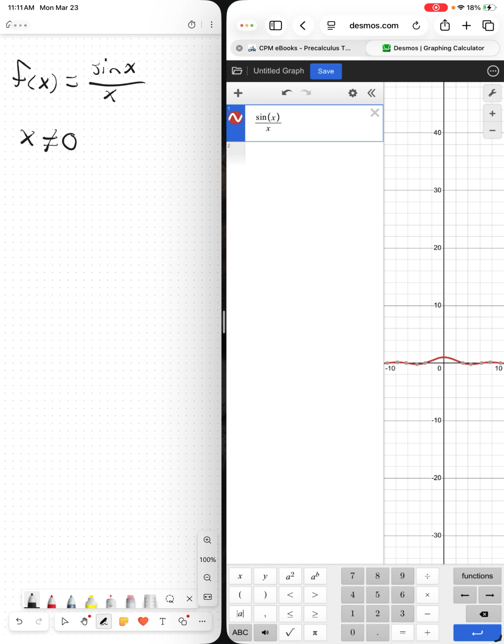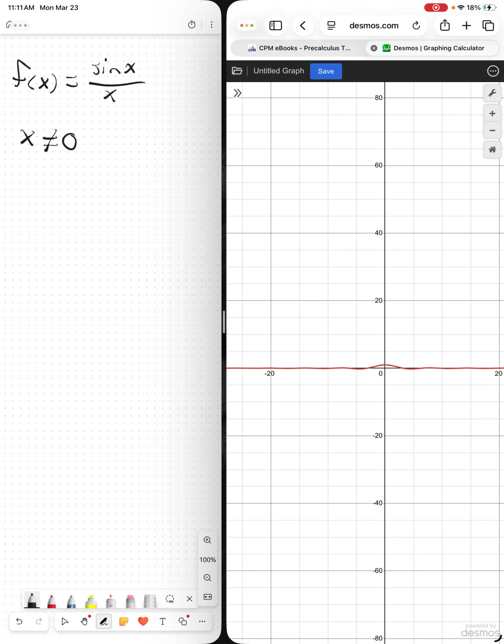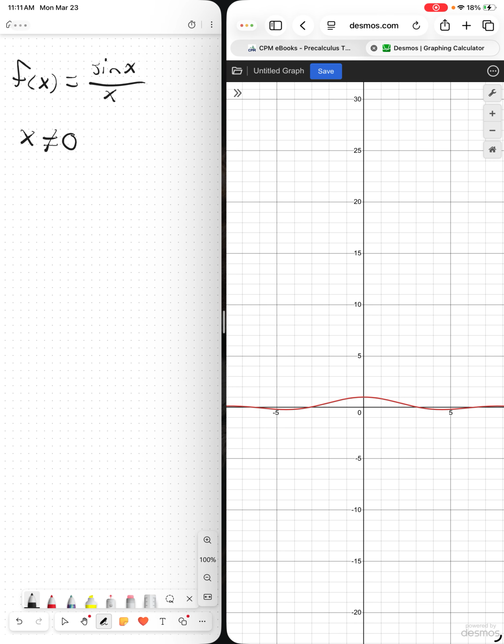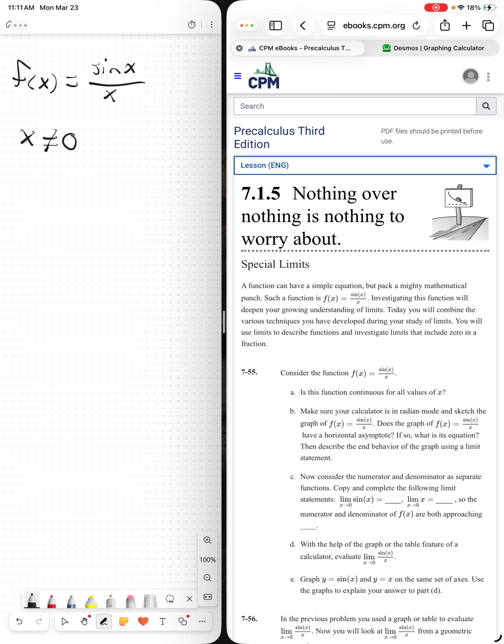Does it have a horizontal asymptote? If we zoom out here, it's going to look like it's approaching 0 as a horizontal asymptote. Okay, the next question is, if so, what's its equation? It's approaching 0. Describe the end behavior using a limit. So the limit as x approaches infinity of f of x would be 0. Or again, we can make this negative infinity, and it would also be approaching 0. So that's how we do our end behavior using a limit, right?